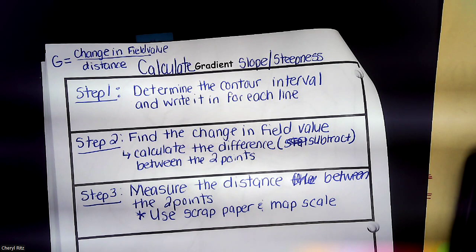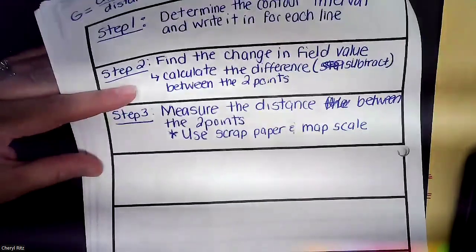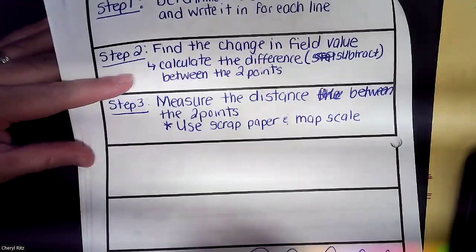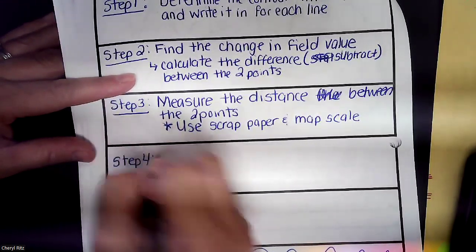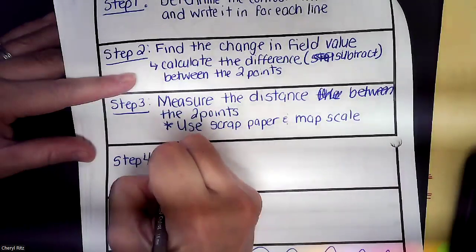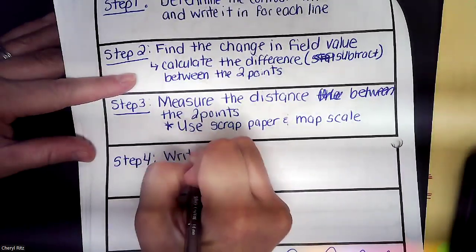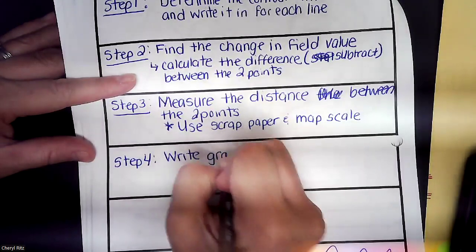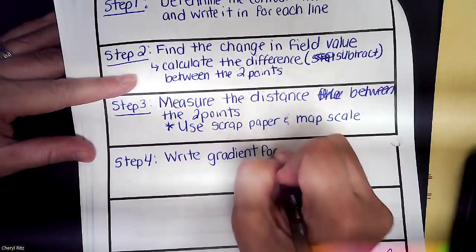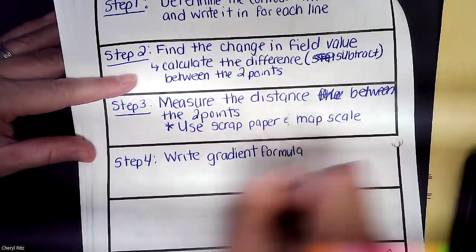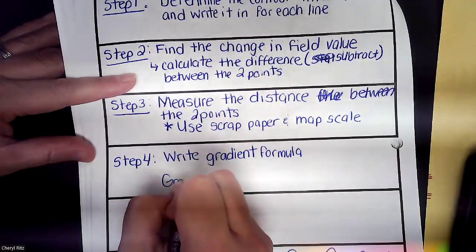Now for my step 4, this is the part that some of you might do now. Some of you might have done it at the beginning. Step 4, I just have you write the formula. Write the gradient formula. So I am going to rewrite it.